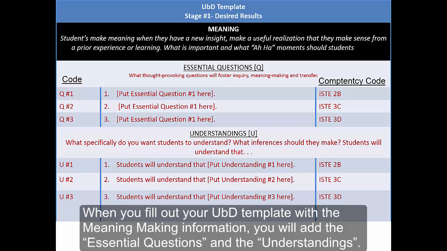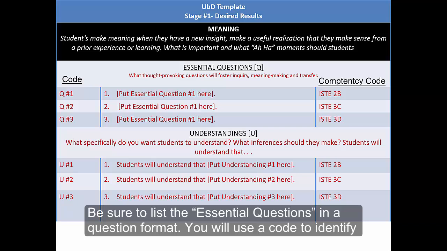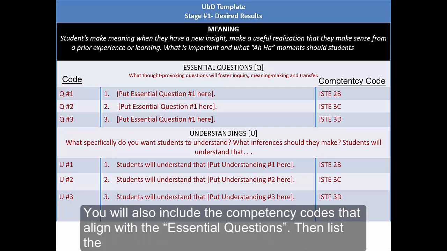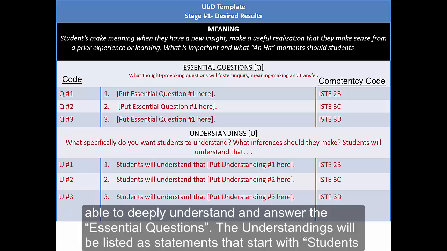When you fill out your UbD template with the meaning-making information, you will add the essential questions and the understandings. Be sure to list the essential questions in a question format. You will use a code to identify each essential question with a Q1, Q2, Q3. You will also include the competency code that aligns with the essential question. Then list the understandings that students will need to be able to deeply understand and answer the essential questions.